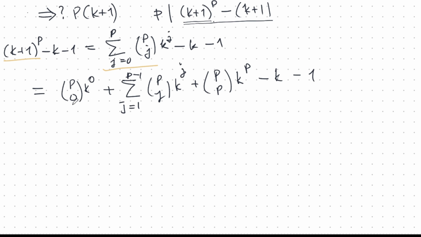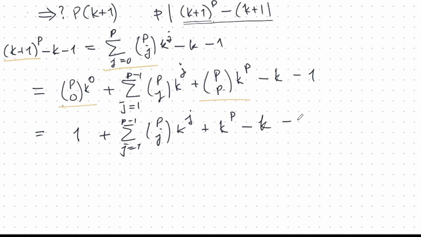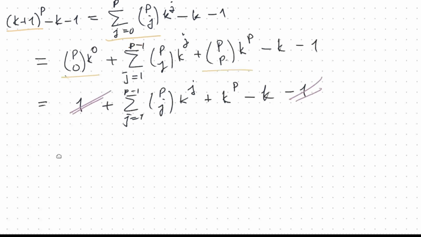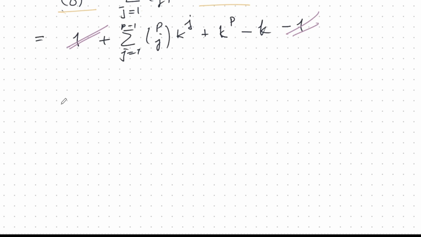So have a look at what I've done here. I've taken out the j is 0 term here, and I've taken out the j is p term here. So the sum is now from 1 to p minus 1. So this is just 1 plus the sum of j is 1 to p minus 1 of (p choose j) k^j, and this is 1, p choose p is 1, so this is plus k^p minus k minus 1. So okay, this cancels with this, and what do I get? Well, I get something very interesting here.